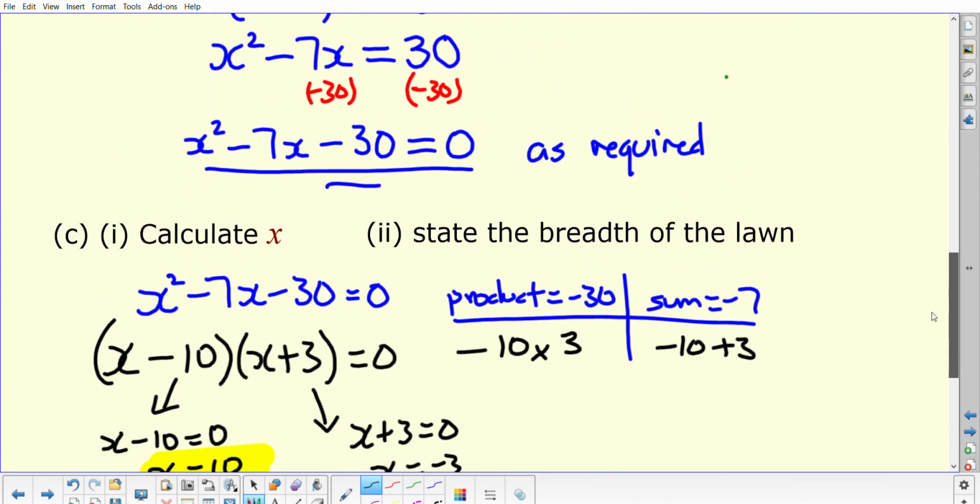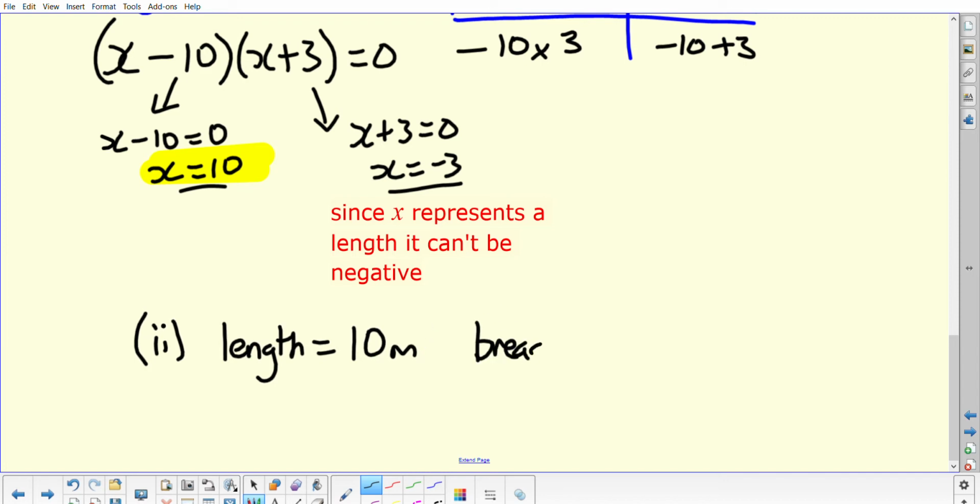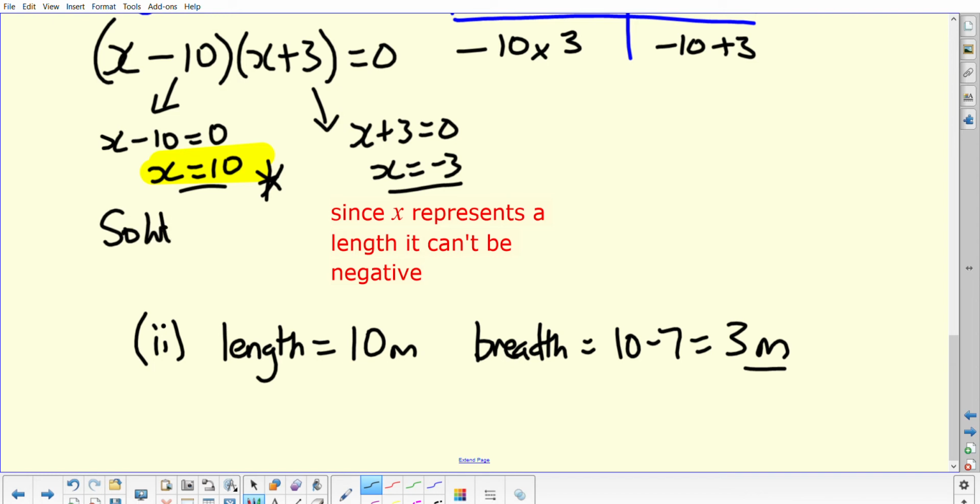And what you're then asked to do is state the breadth of the lawn. That x equals 10 that we've just worked out is in fact the length. So if you know that the length is 10 metres, then the breadth, which was 7 metres less, will be 10 take away 7, so your breadth would be equal to 3 metres. So quite important that you stick to saying your solution for x is just x equals 10. It's not the two values, it's only the one. But don't score that out, it's still part of credible working that we'll be looking for.